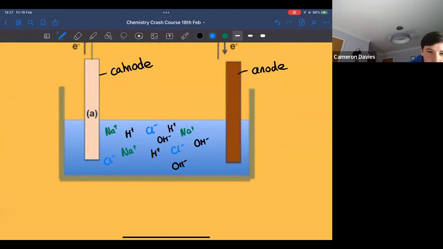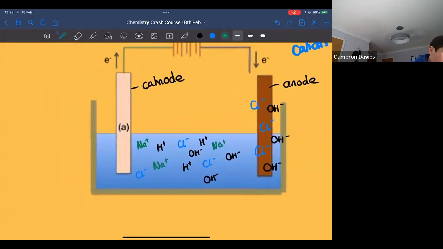As we said before, the chloride ions are negatively charged. They're the anions, so they're going to move to the anode. So we get them all here. And similarly, the OH minus ions, which are the negative ions, are going to move to the anode as well. And then on the other side, we're left with the Na plus ions, which are the cations, and the H plus ions.